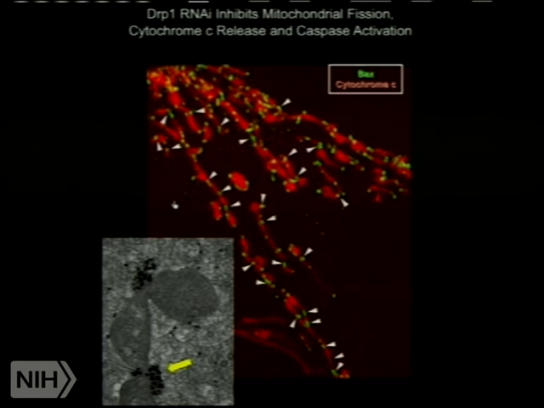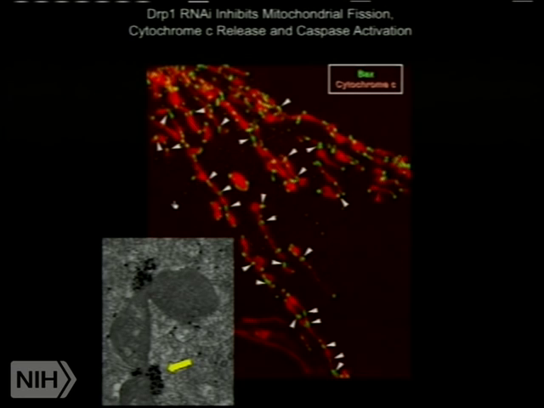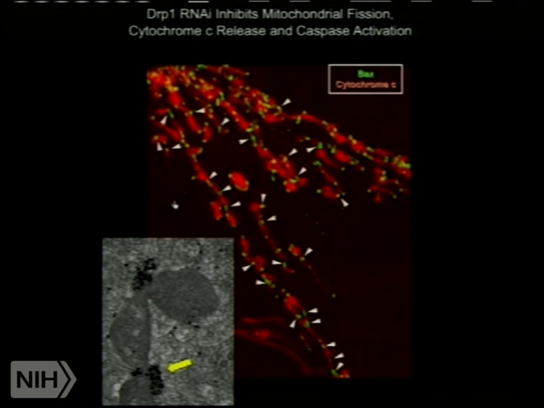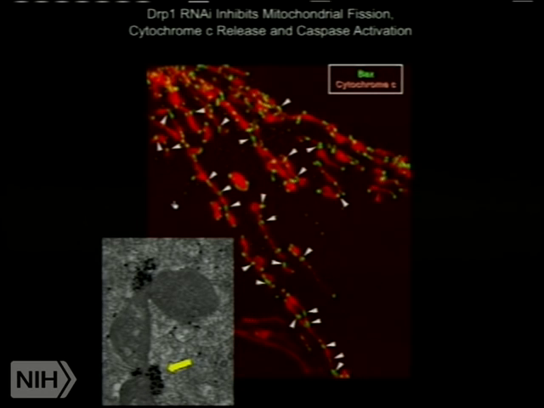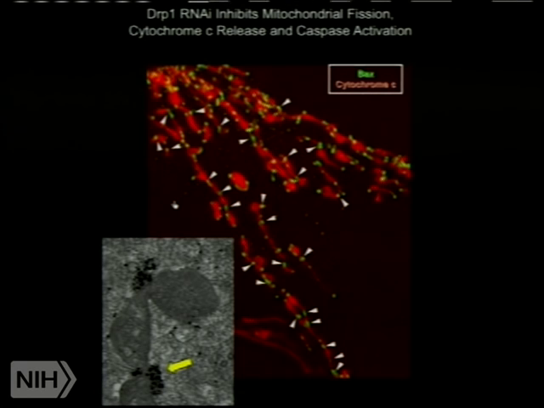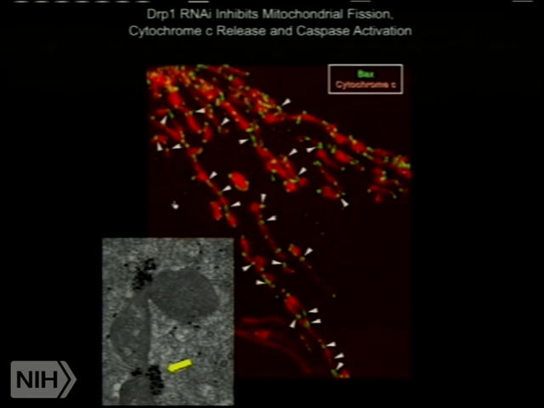You prevent that fragmentation, but then look at the mitochondria in red, and look at where the Bax translocates in these green spots, and you can see so many of them are on tips and constriction sites. And here's an immuno-EM of Bax on one of these mitochondria that is prevented from dividing, but you see the Bax assembling in these large spots.